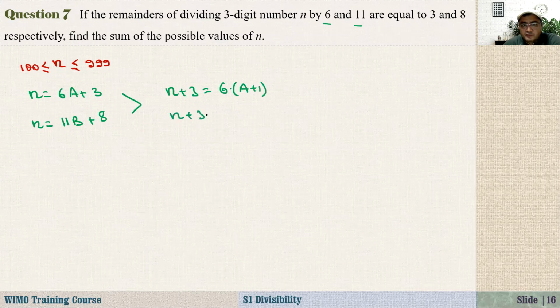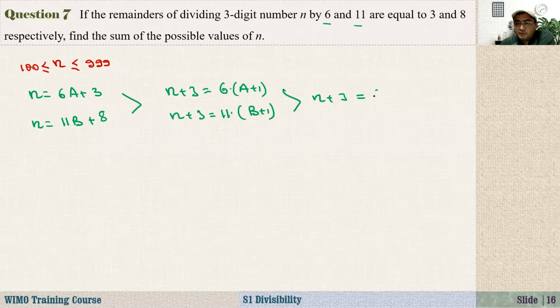So here we have n plus 3 is equal to 11 times b plus 1, which means that here 11 times 6, right? And again, 11 and 6, they are relatively prime numbers. So that means that n plus 3 should be divisible by 6 times 11, which is 66. 66 times k. So now from here, what is n then? N equals 66k minus 3, right? So now first we need to find the possible values of k.